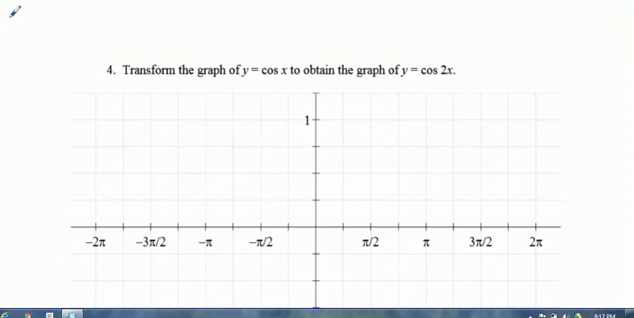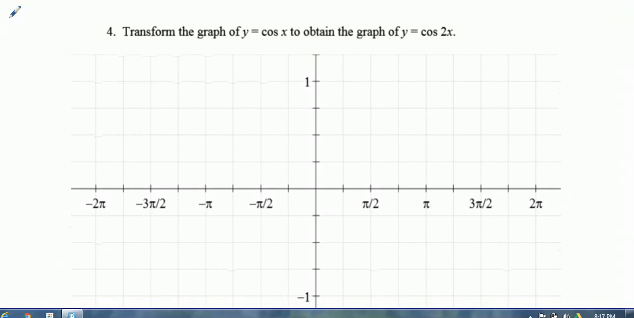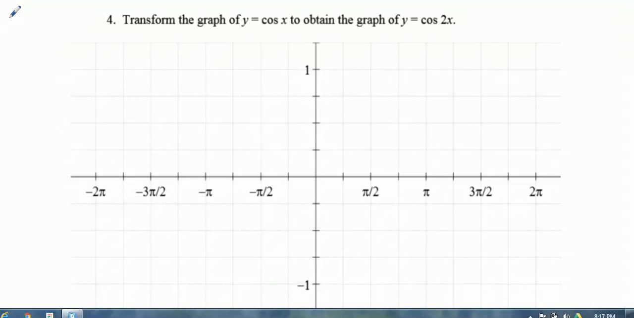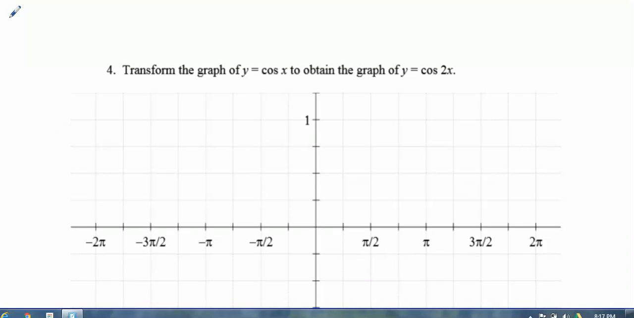So now last one, you go ahead and try to transform the graph of y equals cos x to obtain the graph of y equals cos 2x. Think about what's happening to cos 2x. Where's that 2? What does it do? Pause the video and come back.